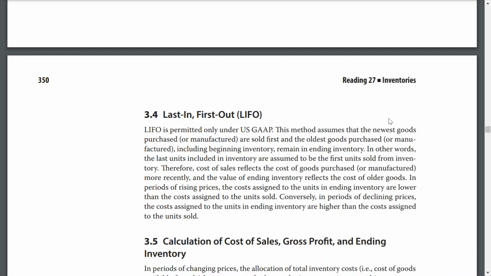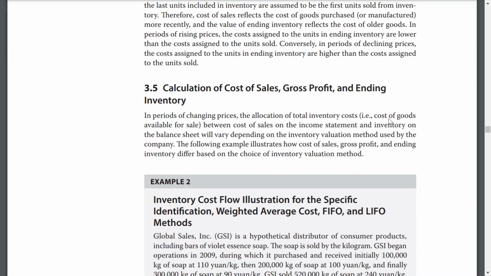Conversely, in periods of declining prices, the cost assigned to the units in ending inventory is higher than the cost assigned to the units sold. Calculations of cost of sales, gross profit, and ending inventory in periods of changing prices. The allocation of total inventory costs between cost of sales on the income statement and inventory on the balance sheet will vary depending on the inventory valuation method used by the company. The following example illustrates how cost of sales, gross profit, and ending inventory differ based on the choice of inventory valuation method.